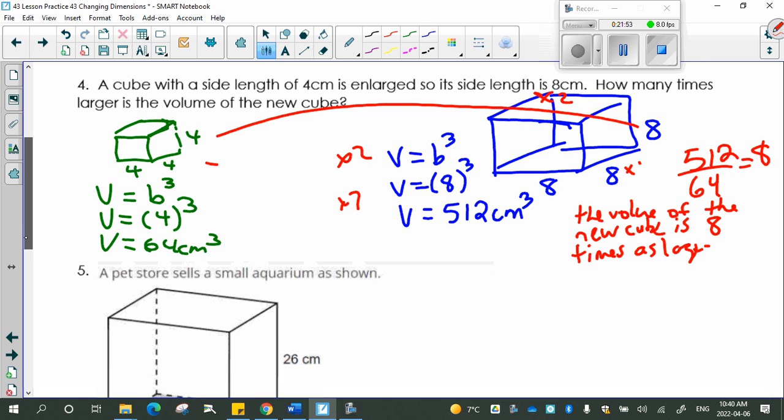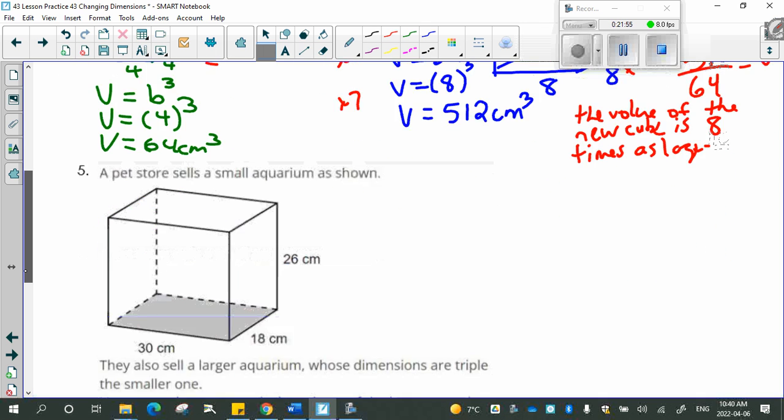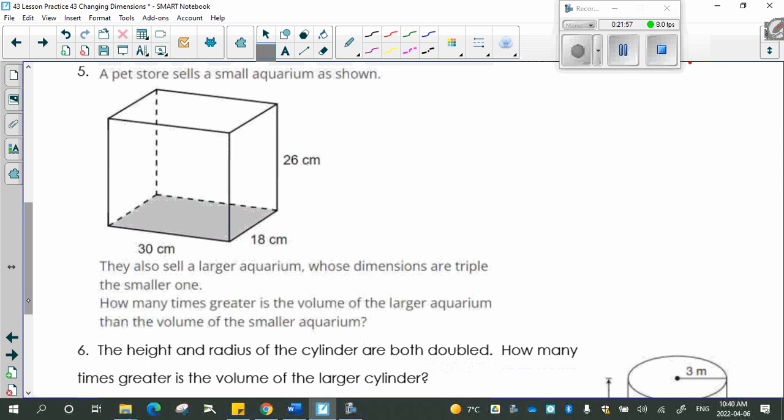So it's okay. So our next one: a pet store sells a small aquarium, shown below. They also sell a larger aquarium whose dimensions are triple the smaller one. How many times greater is the volume of the larger aquarium than the smaller one?